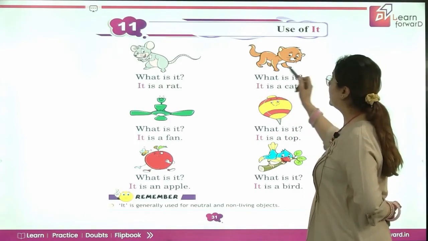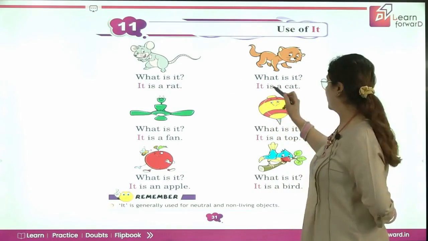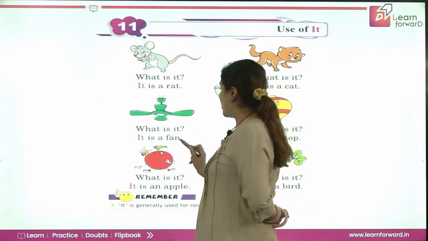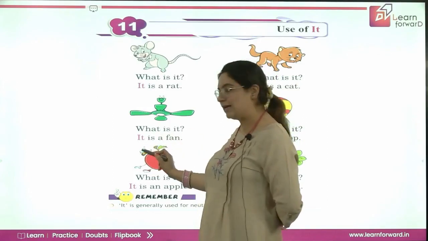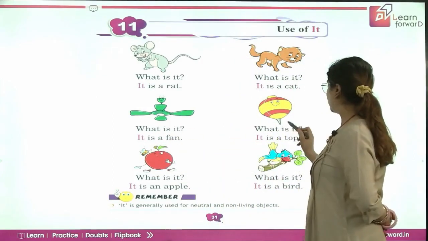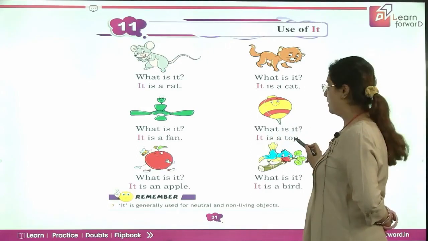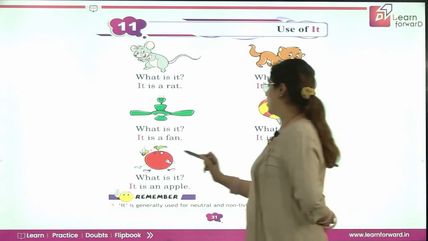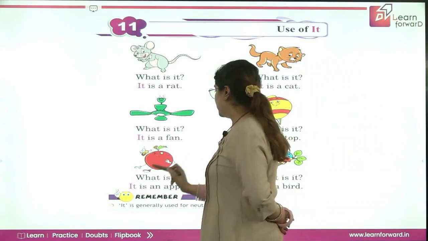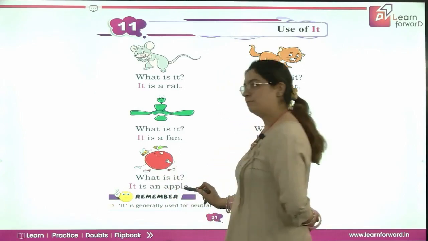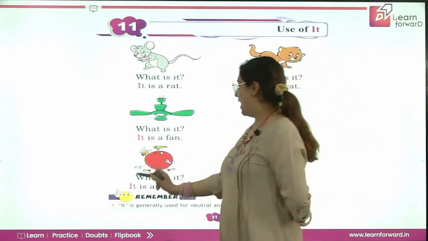आपको समझ आ रहा है it का कहाँ पे यूज हो रहा है? What is it? It is a fan. What is it? It is a top. What is it? It is an apple. अब यहाँ an क्यों लगा? Because of vowel.